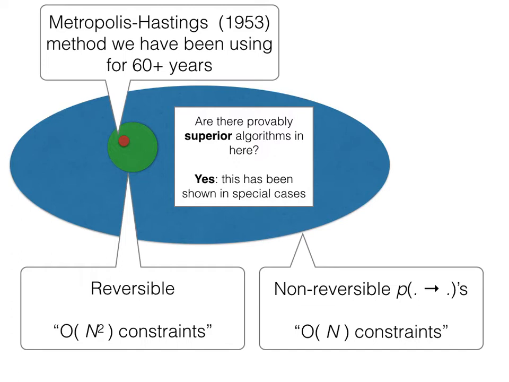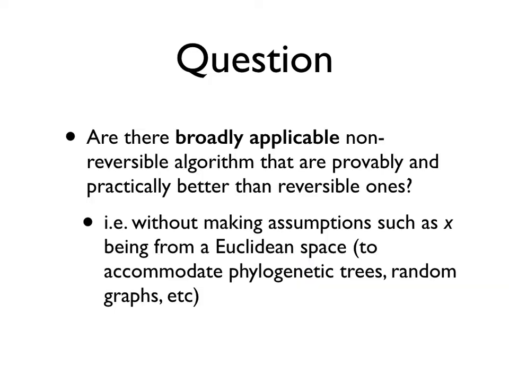This has been shown in special cases, and it has been studied for over 20 years now. But the question that we're interested in here is whether there are broadly applicable non-reversible algorithms, which are practically better and provably better than some kind of reversible counterpart. And what I mean here by broadly applicable is that we would like to avoid making assumptions such as X being from a Euclidean space, as much current work on non-reversible dynamics assumes. This is useful to accommodate, for example, phylogenetic trees or random graphs and so on.